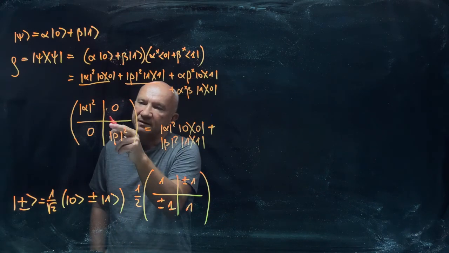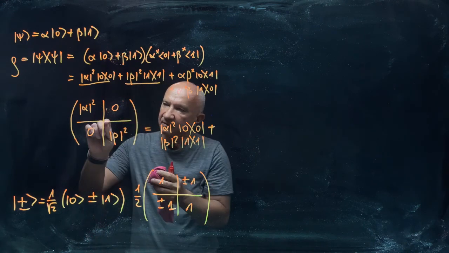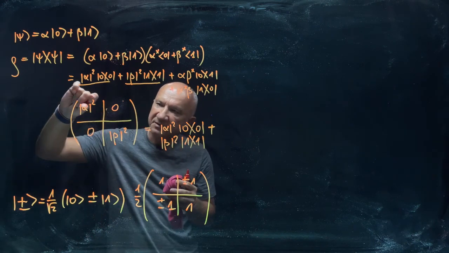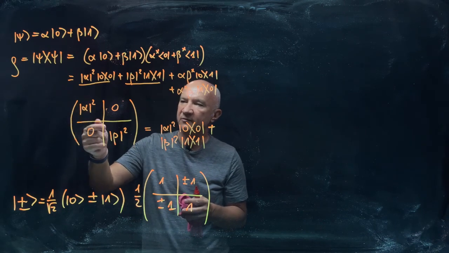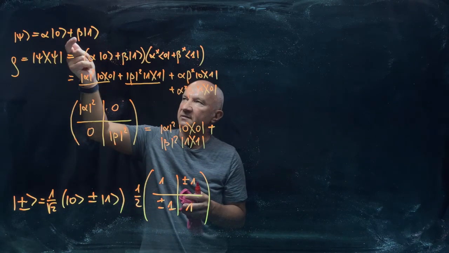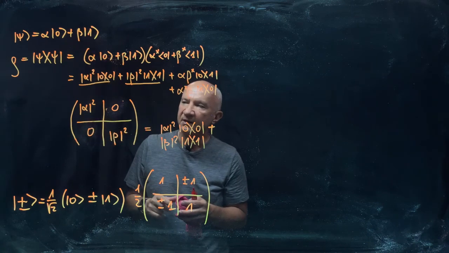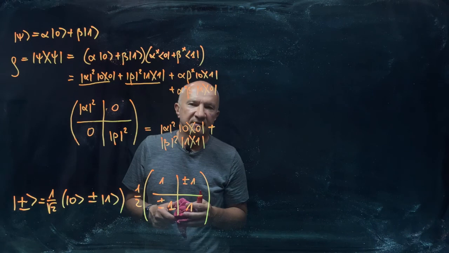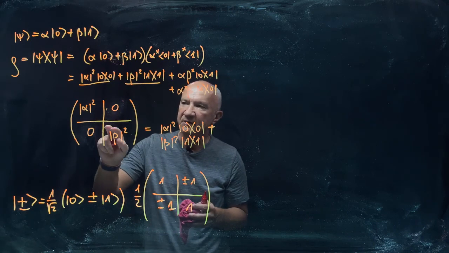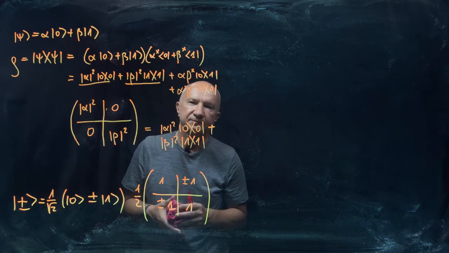You can see that obviously the trace, the sum of the diagonal elements, is equal to 1, simply because alpha mod square and beta mod square, as you can see from this expression here, are the probabilities that if you were to measure the state in the computational basis, those are the probabilities that you get 0 or 1.